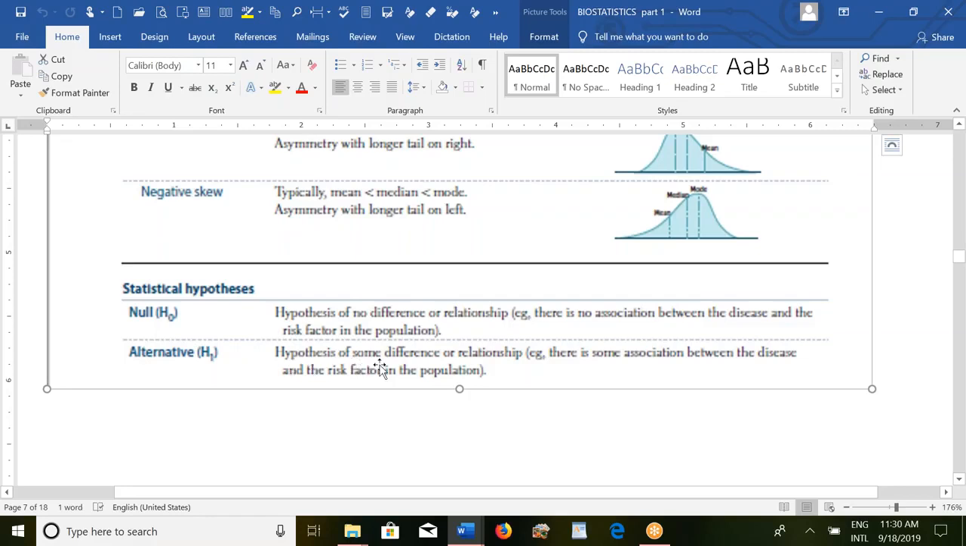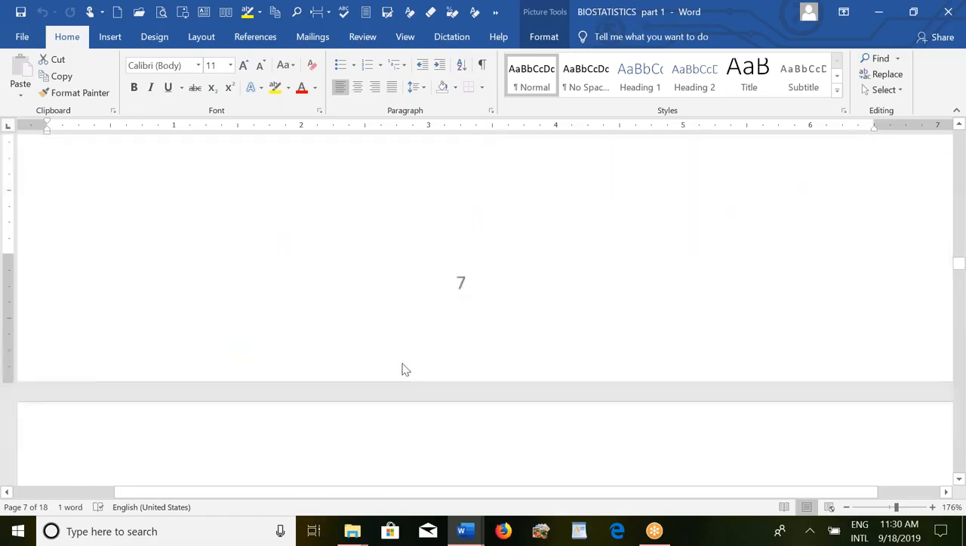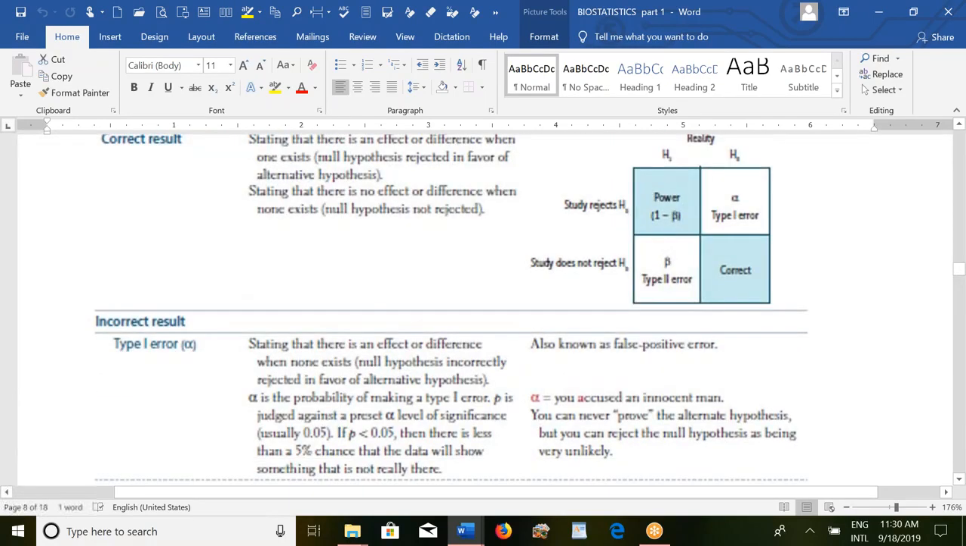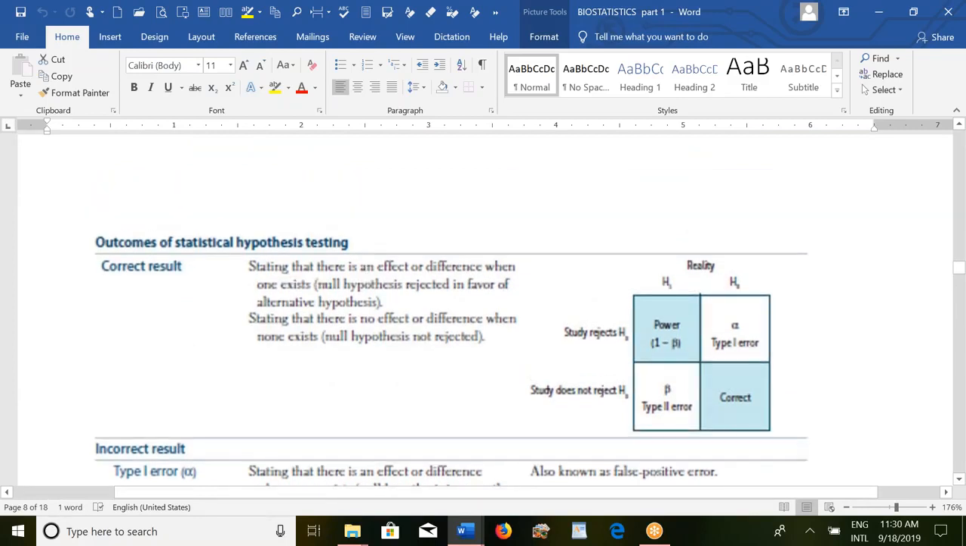Alternative hypothesis says that there is some difference. So how do we put the results? What are the outcomes of statistical hypothesis setting? What are correct results? Stating that there is an effect or difference when one exists.